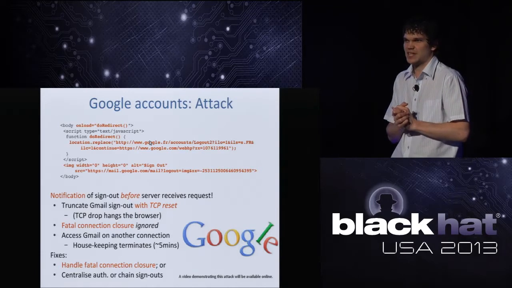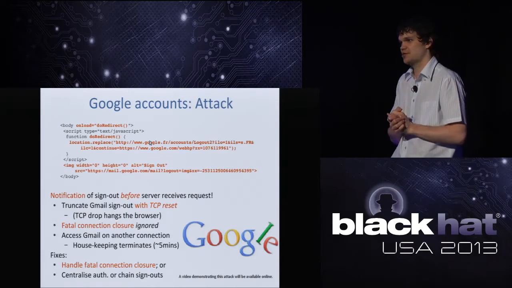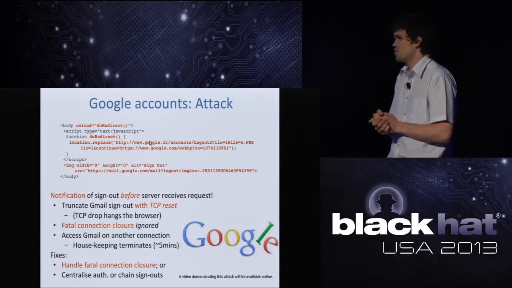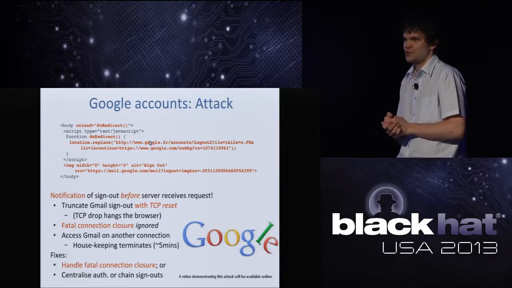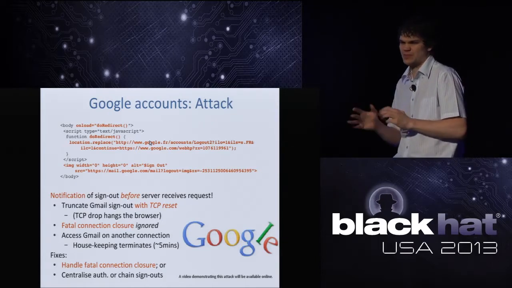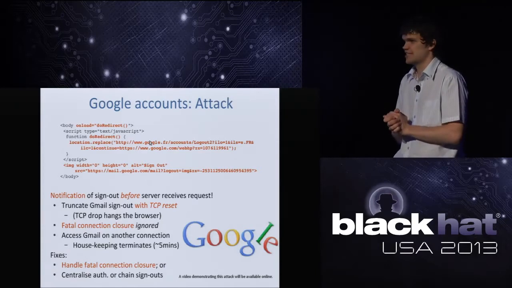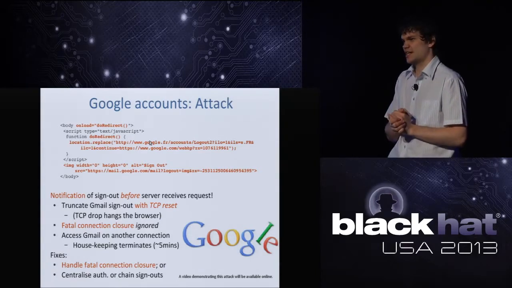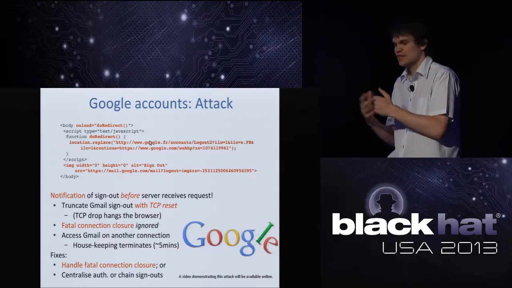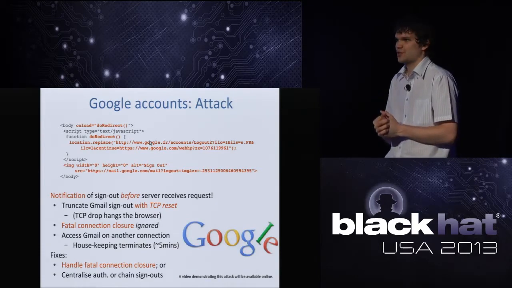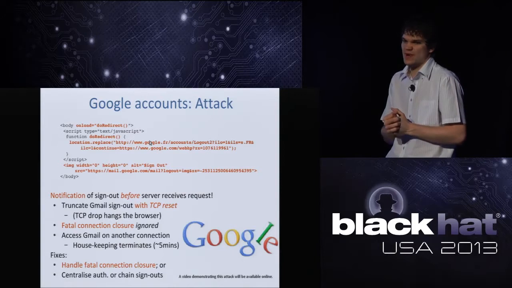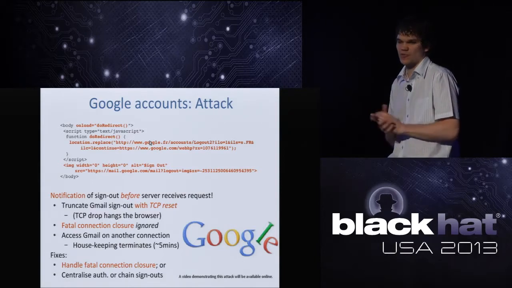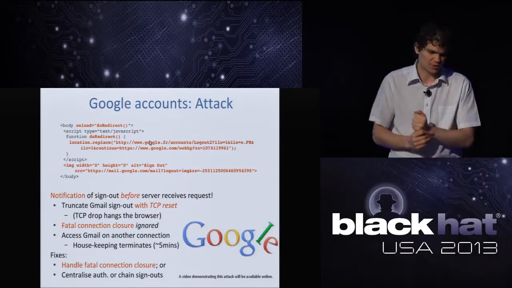Another way to fix this attack would be to handle the fatal connection closure. In that case, the onload event would never be executed. You can also do some clever stuff with onerror, but I don't want to go down that route. I don't think it's particularly sensible. You can centralize the authentication. I think it's unlikely that Google are going to do that. Again, it's too much of an investment. Or you can chain the sign-out request securely, and we detail how we'd go about that in the technical report, which accompanies this talk.